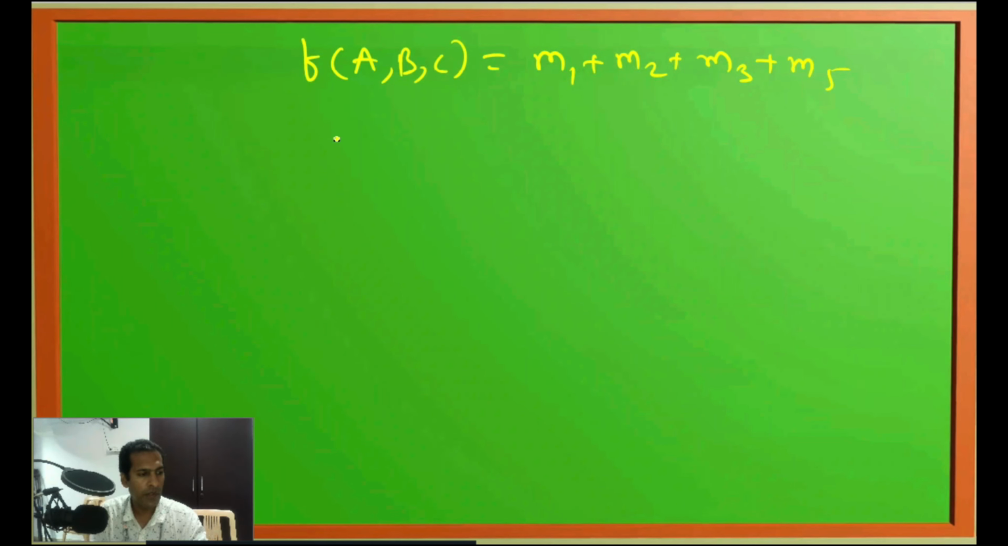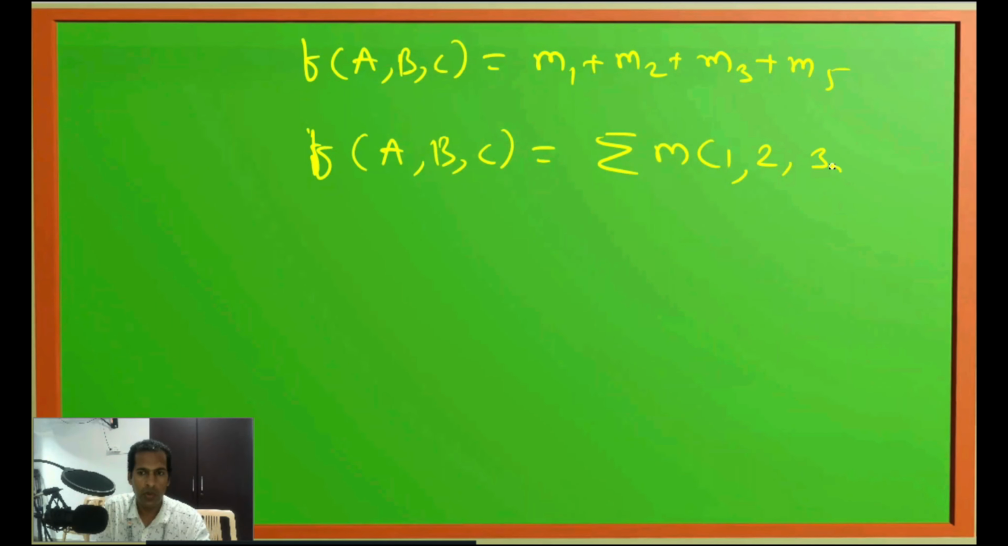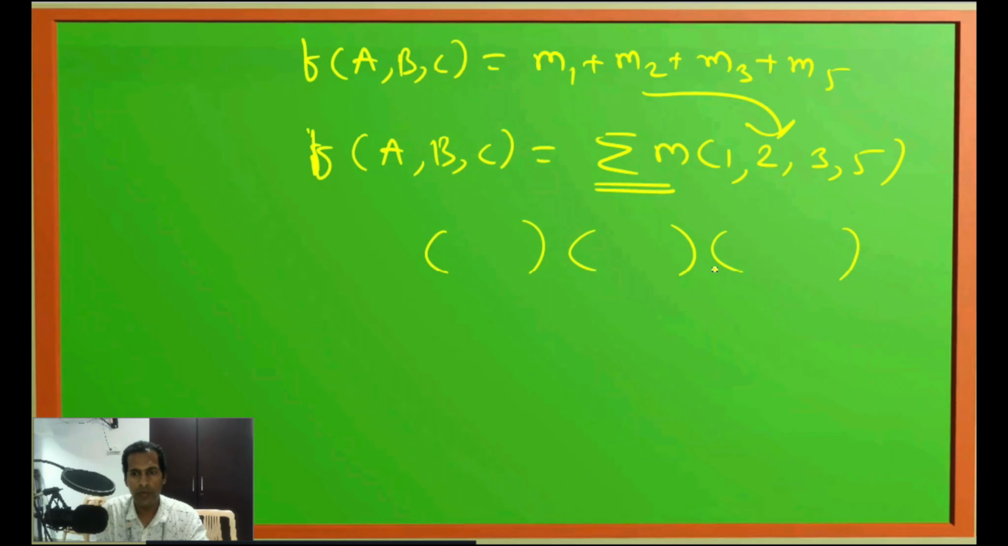Now another way of representing the function A comma B comma C is in the form of min terms, like summation of m 1 comma 2 comma 3 comma 5. Here this summation represents the sum of all min terms whose decimal codes are given in the parentheses. So whatever our expression is, we can represent it in the form of min terms. Now this is about standard SOP.